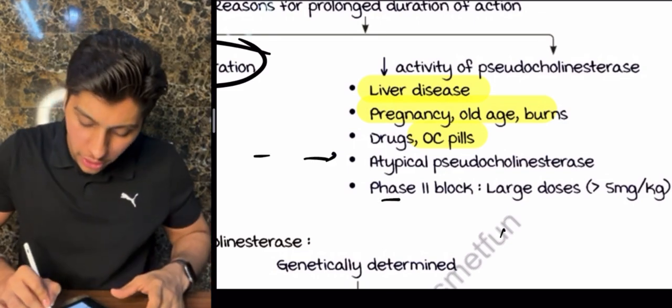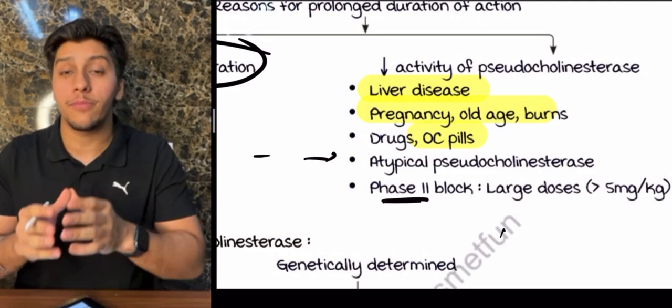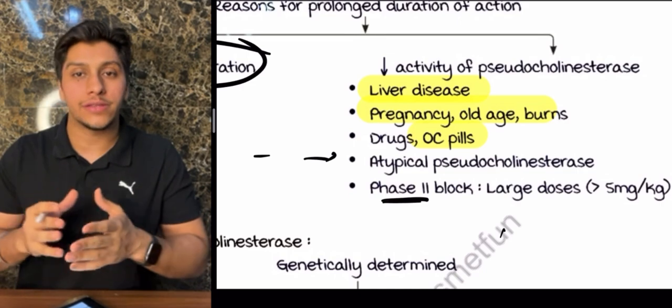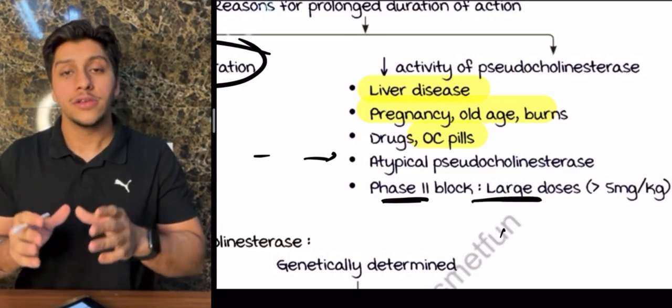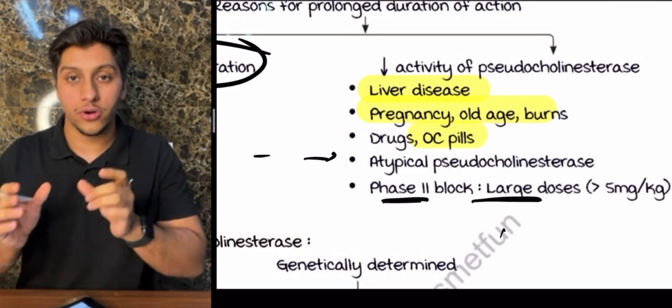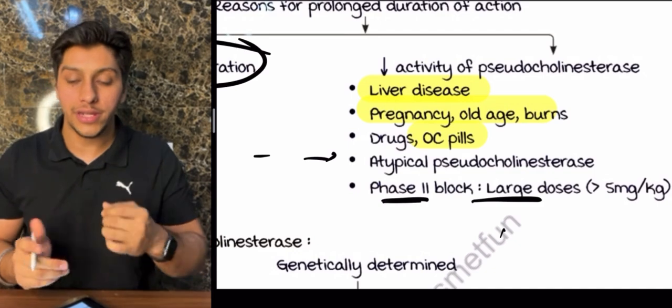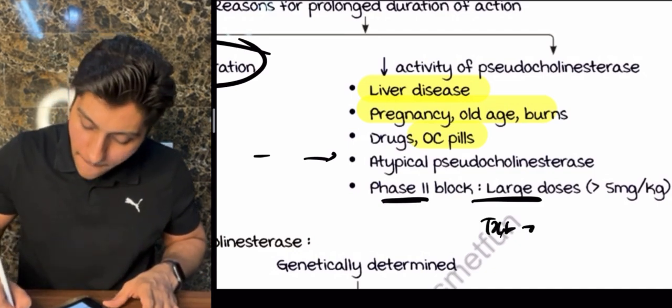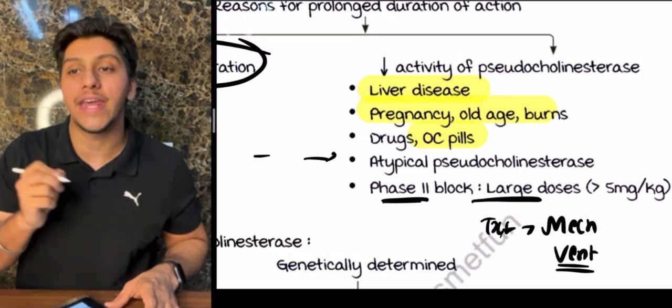What is phase 2 block, guys? Whenever you give a larger dose, more than 5 milligram per kilogram of succinylcholine, maybe over a couple of days, the patient can suffer from a decreased effect of pseudocholinesterase. Remember, not acetylcholinesterase, it is pseudocholinesterase. So what you have to do there is give the treatment, which is mechanical ventilation. Okay, it is going to be mechanical ventilation.